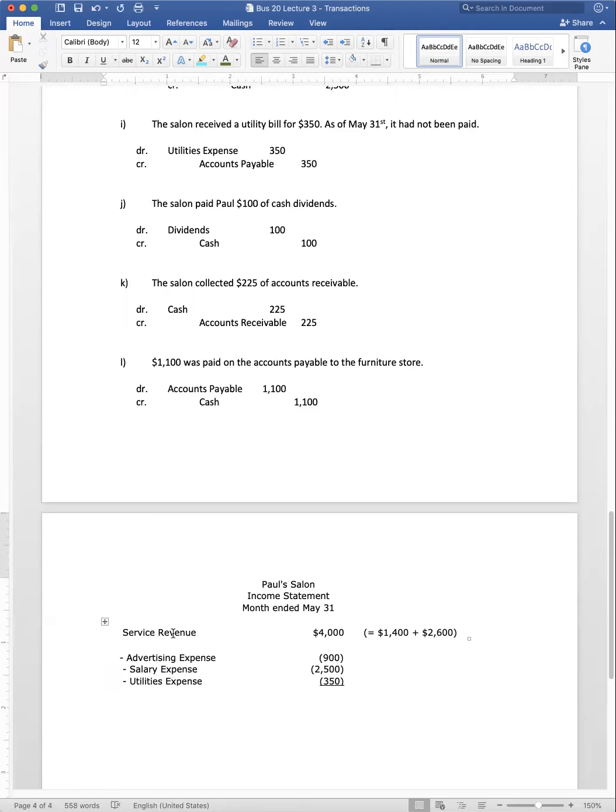All right, now we have revenues, we subtract expenses, that's going to give us net income. So we're going to have one final line, net income, which works out to $250. All right, so that's how you prepare your income statement. Just revenues minus expenses is net income.